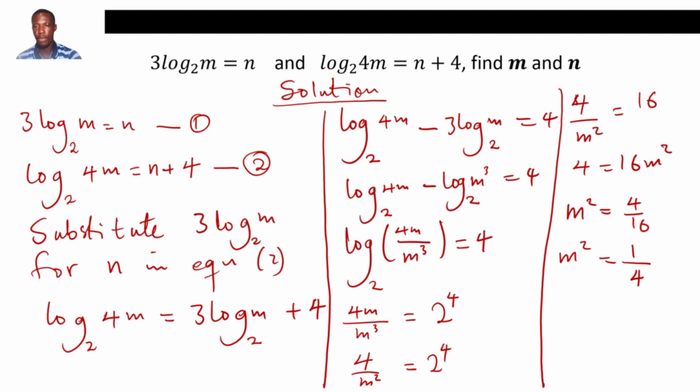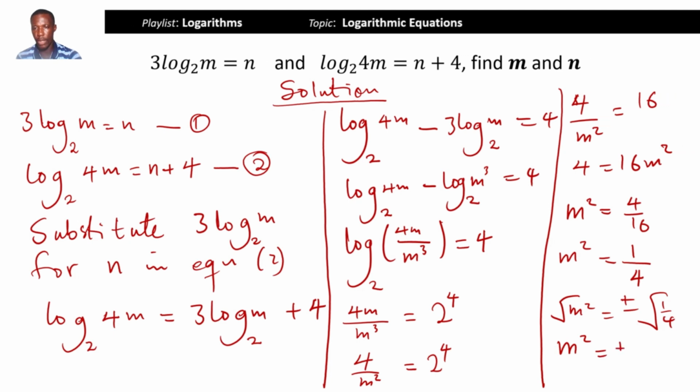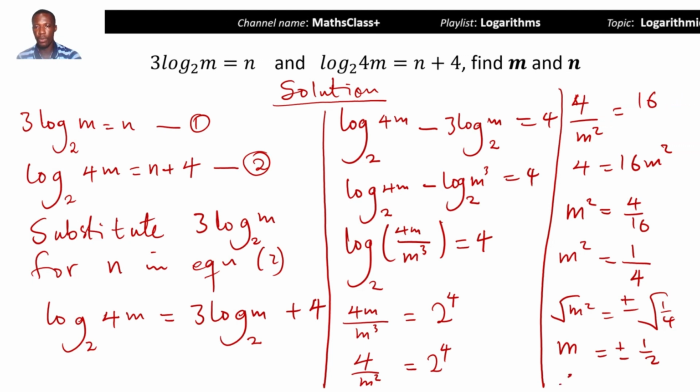And if I find the square root of both sides, I have root m squared is equal to plus or minus root 1 over 4. So this is supposed to give me m is equal to plus or minus 1 over 2. Sorry, m, rather, not m squared. But because we cannot substitute the negative m, we conclude that our m is equal to 1 over 2, positive.